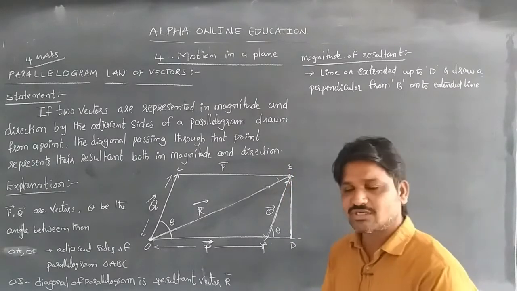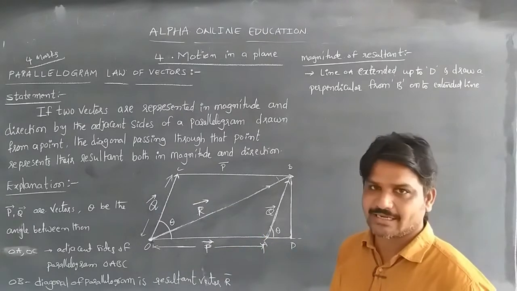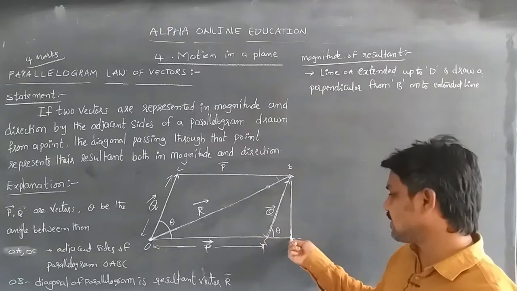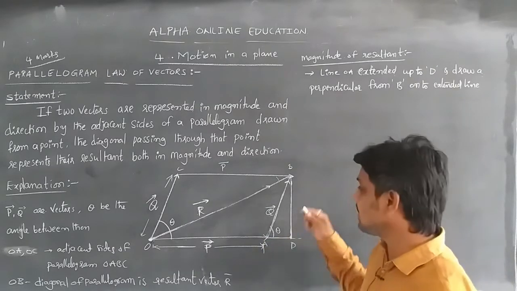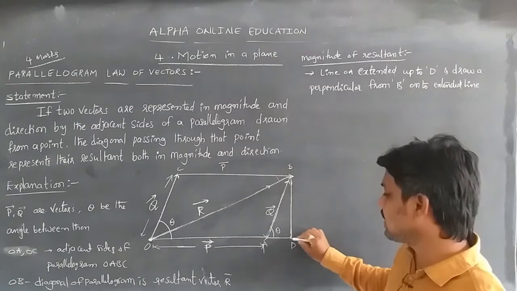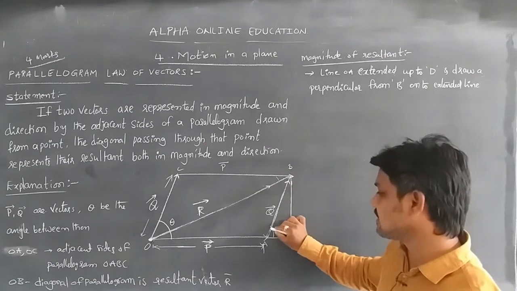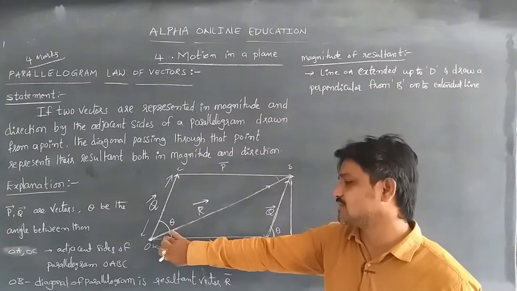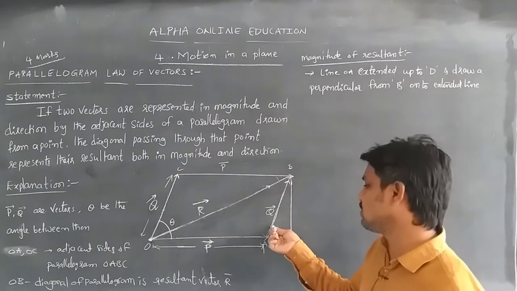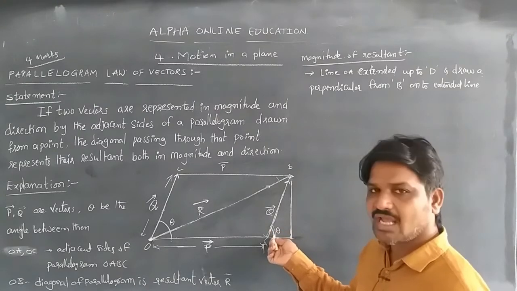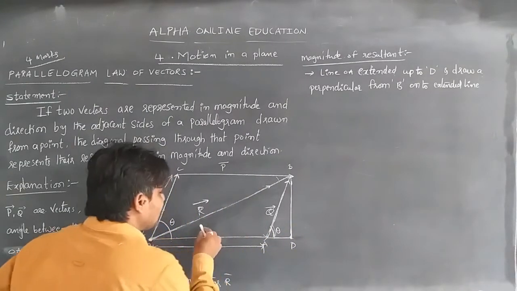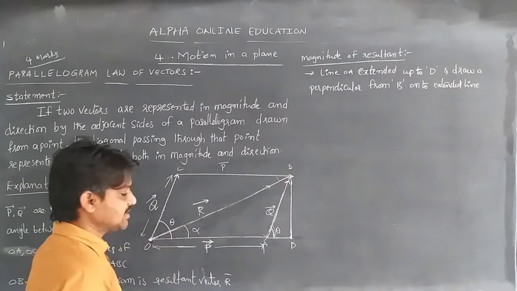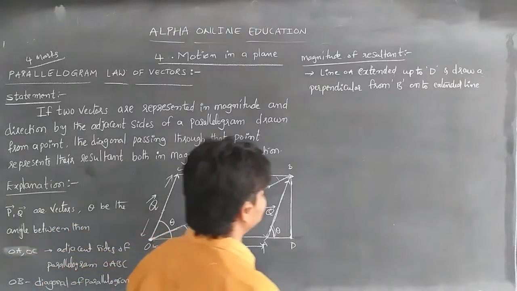Then how do we find the magnitude of the resultant? Extend the line OA to some distance up to point D, and draw a perpendicular from B to D, so this will be a right angle. The angle between the two vectors P and Q is theta. Here this also becomes theta. The diagonal makes an angle with the x-axis, which we consider as alpha.